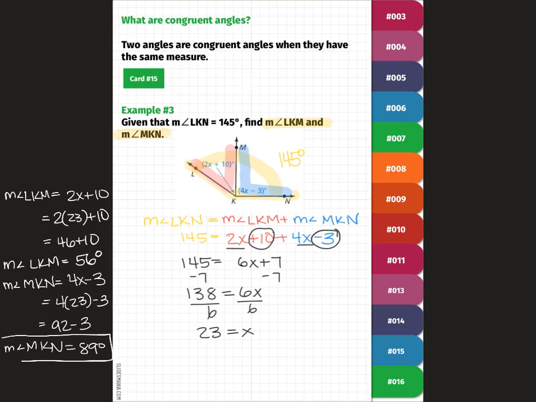So I have my two angles. And if I want to check to make sure that I'm accurate, I could do 56 plus 89, and that's going to give me 145, which we know is LKN. So I did it correctly.